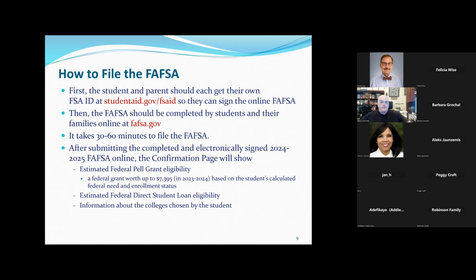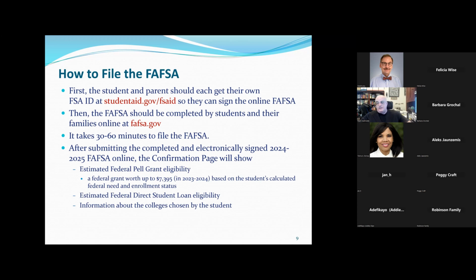Thank you, David. So now let's talk about applying for financial aid. To apply for financial aid using the FAFSA in 2024-25, the student and their parent, if applicable, should get an FSA ID at studentaid.gov/FSAID. The FSA ID is a username and password combination that can be used to access certain U.S. Department of Education websites and to sign the online FAFSA form electronically.